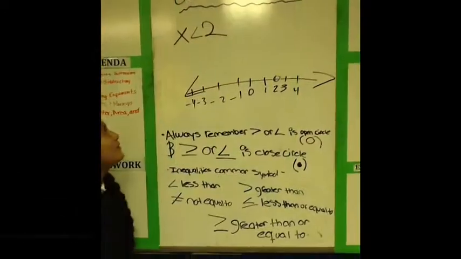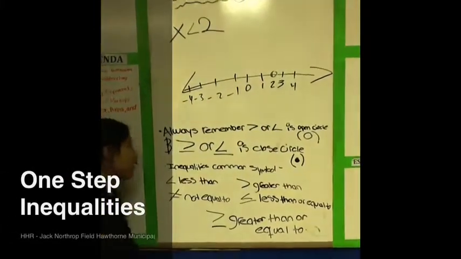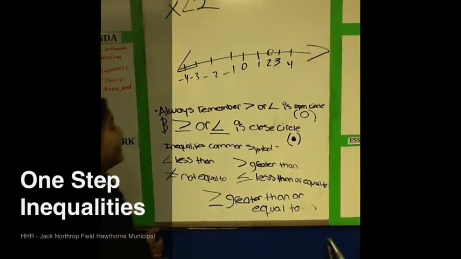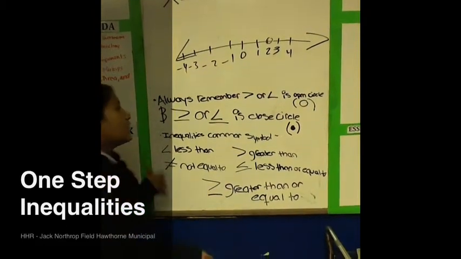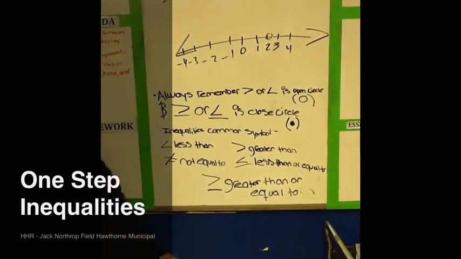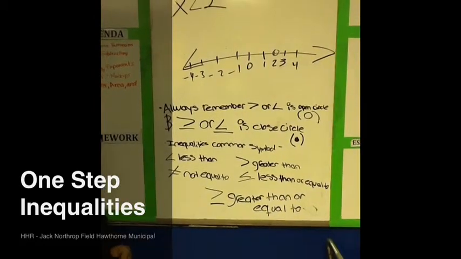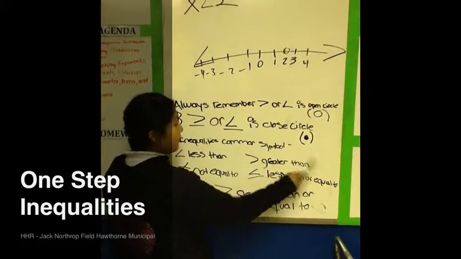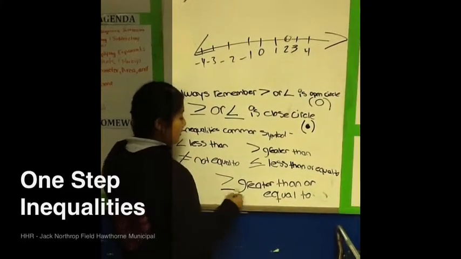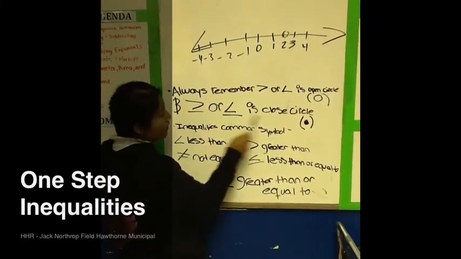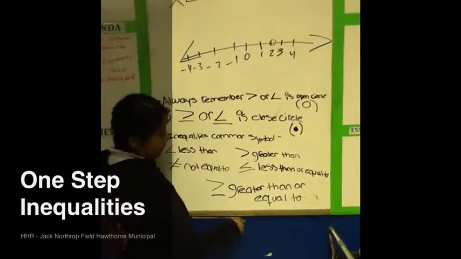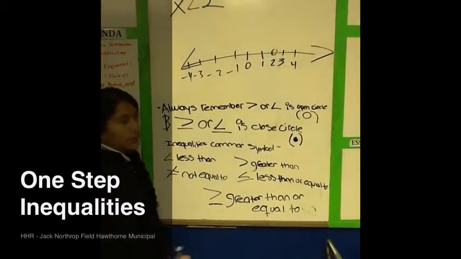Today we're going to be doing one-step inequality. You always have to remember that the less than and the greater than sign is always an open circle. Inequality common symbols: less than, not equal to, greater than. And then these are always closed. So they have that little equal sign. Right? It's greater than or equal to.